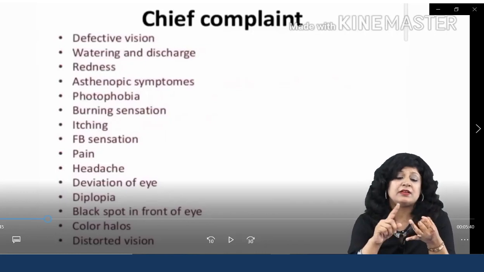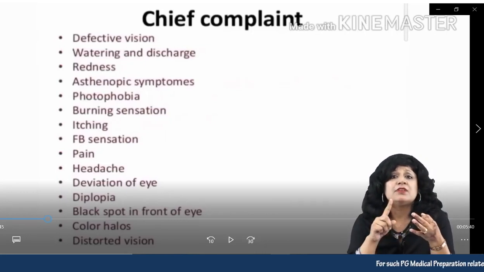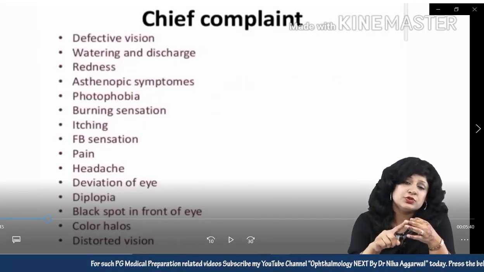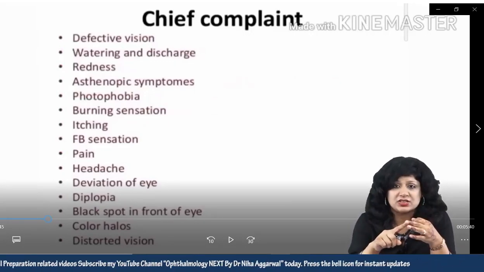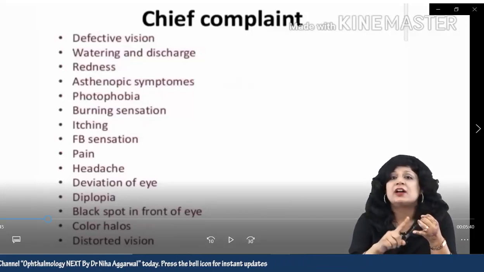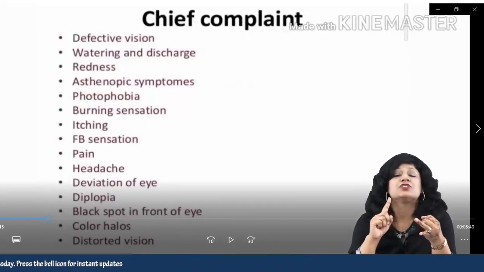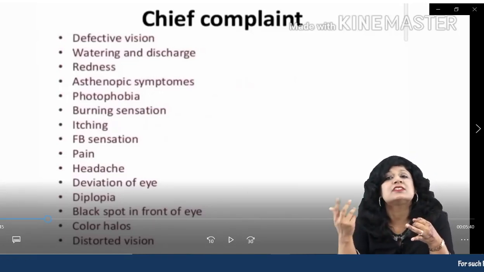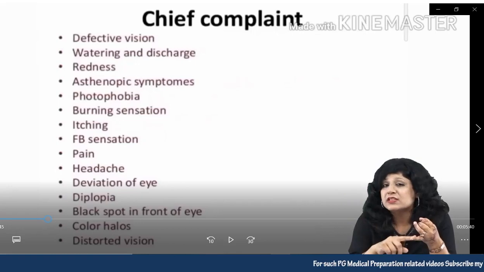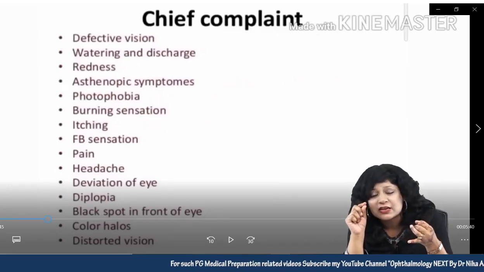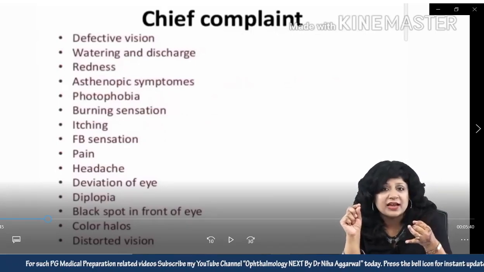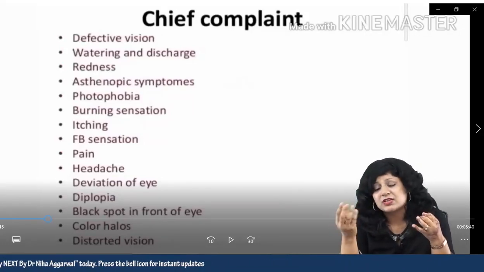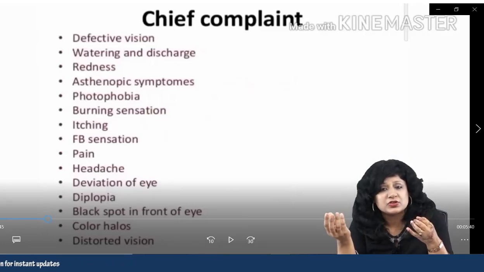vision. Then if there is any watering, if there is any discharge, if they are telling you discharge, then you also have to ask them what kind of discharge it is: a mucoid discharge, a purulent discharge, a watery discharge. Now they will not say that it is a mucoid discharge, they will say it's a sticky discharge. You will have to ask the leading questions, whether the eyelids get stuck or not, whether there is any matting of the eyelashes. So you will have to ask. Then you will have to ask about the crusting. You will have to ask about the yellowishness.